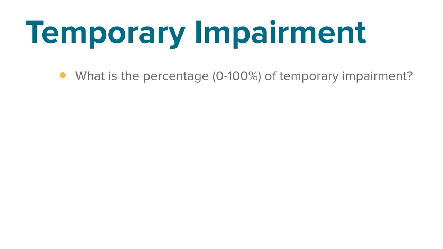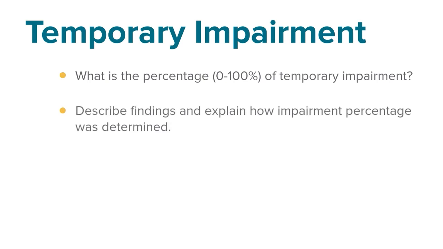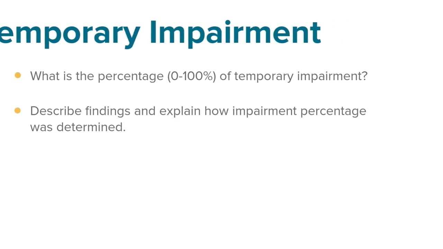Next, physicians should add temporary impairment to their medical narrative. This information should include what the percentage, 0 to 100%, of temporary impairment is, and a description of the findings with an explanation of how the impairment percentage was determined.